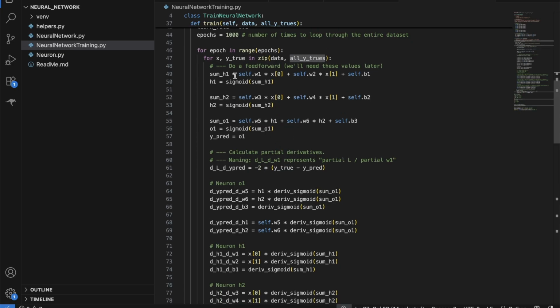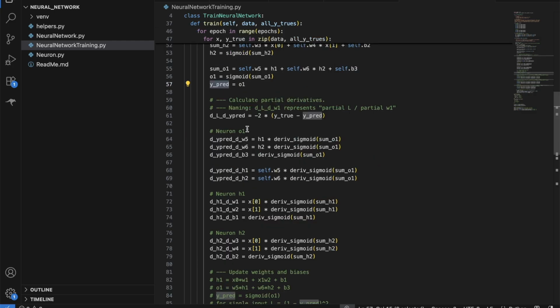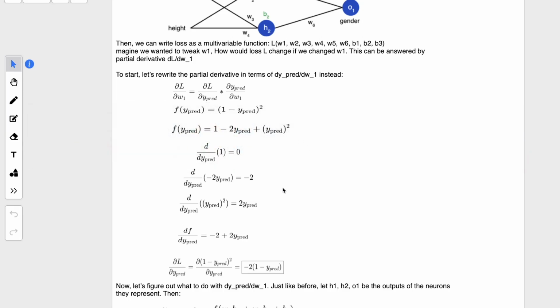So here I'm just doing the weighted sum for h1, then passing it to the sigmoid function to calculate h1, same for h2. Then I'm using h1 and h2 to calculate the weighted sum for o1, passing it to the sigmoid function. Hence this is our y prediction. Now we know our dL by dy pred.